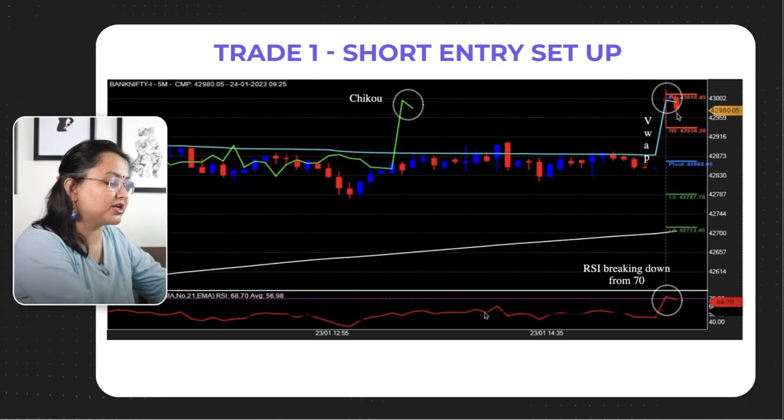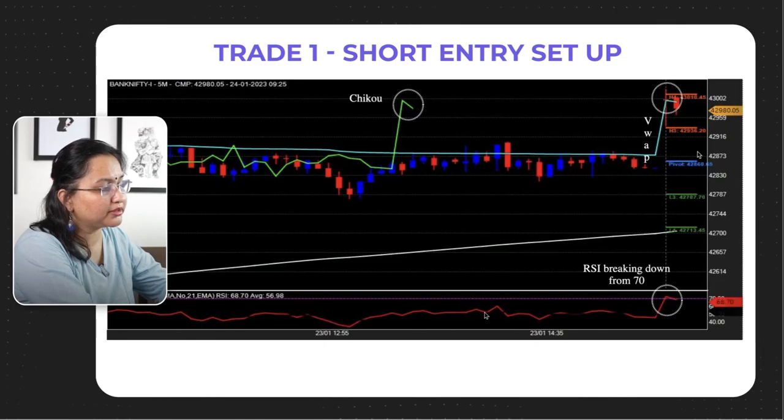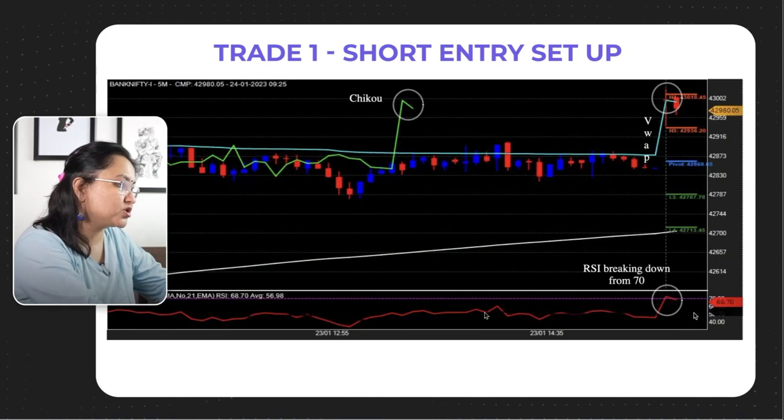So this particular candle is your signal candle. Now let's look at how this trade worked. Here the first target would be your blue horizontal line, which is your pivot. The second target is this white line, which is the 200 EMA. And the third target would be, by the time it comes to the 200 EMA, it may have achieved the RSI 30 mark. So let's look at how this short entry of Bank Nifty 5 minutes time frame worked out to be.